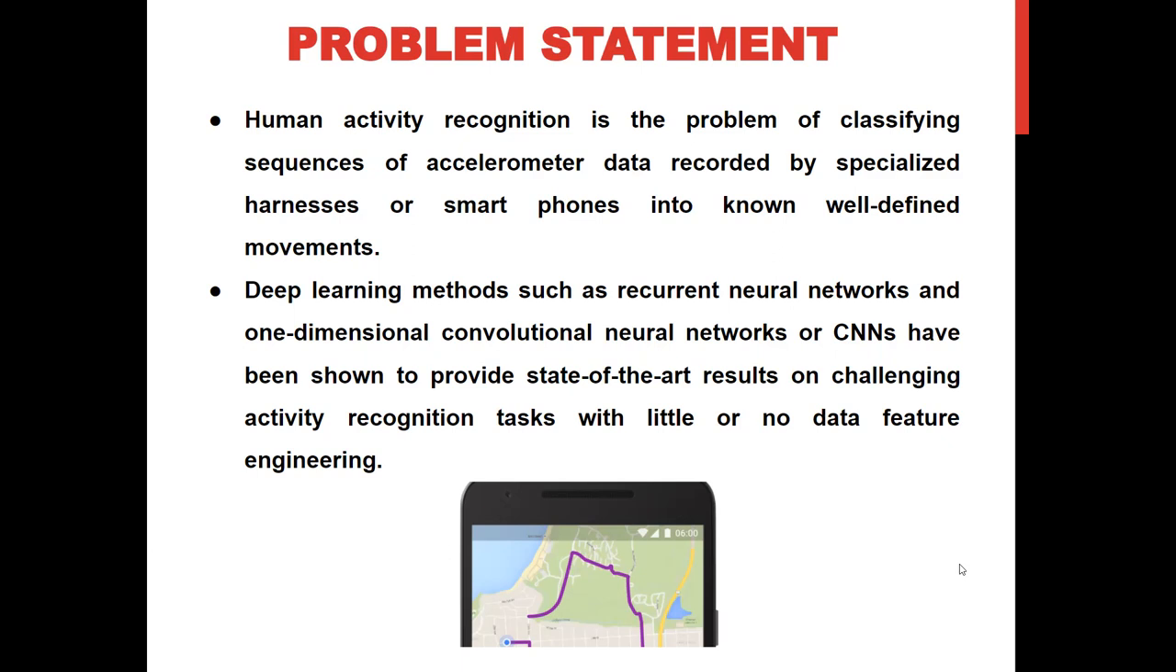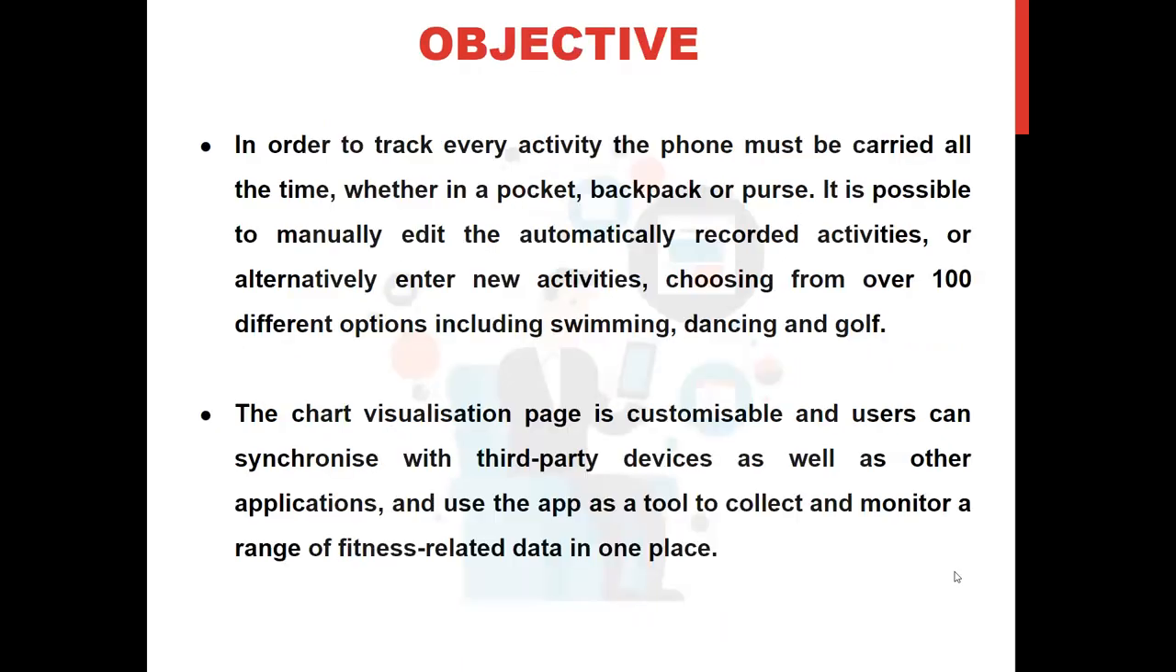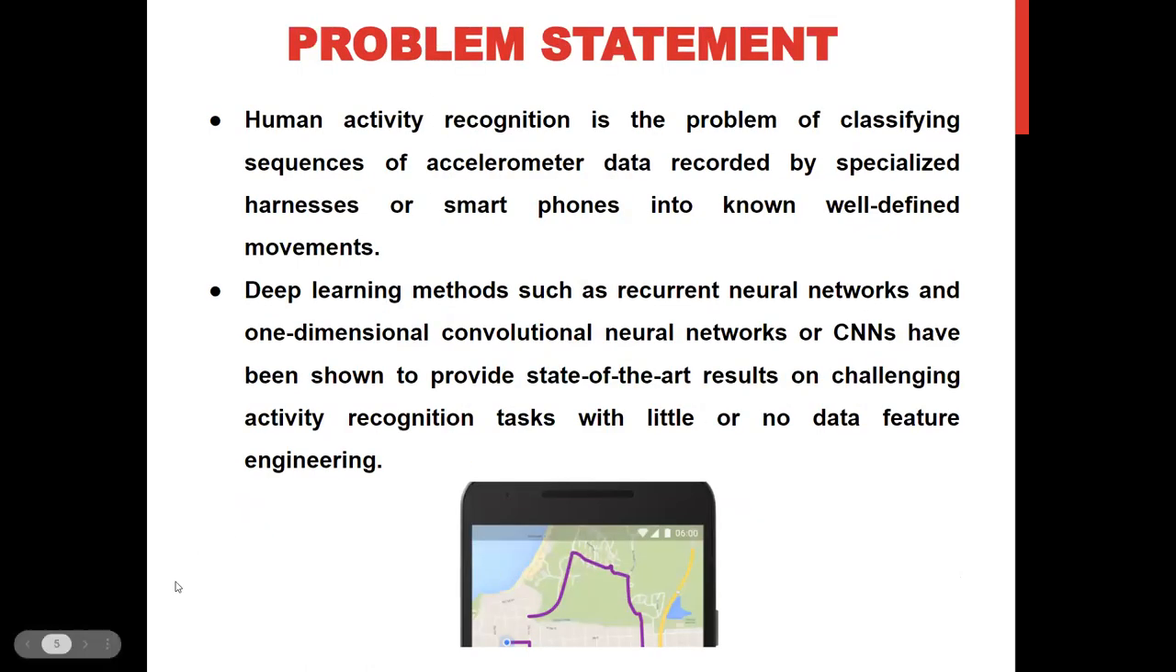Deep learning methods such as recurrent neural networks and one-dimensional convolutional neural networks or CNN have been shown to provide state-of-the-art results on challenging activity recognition tasks with little or no data feature engineering. Next slide. So human activity recognition. Please go back to the slide. Previous slide.